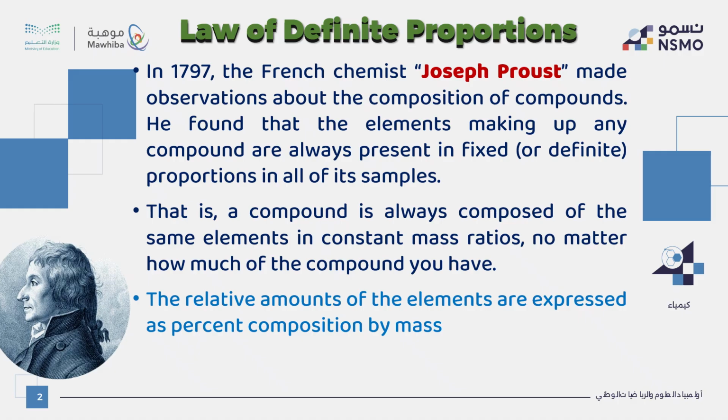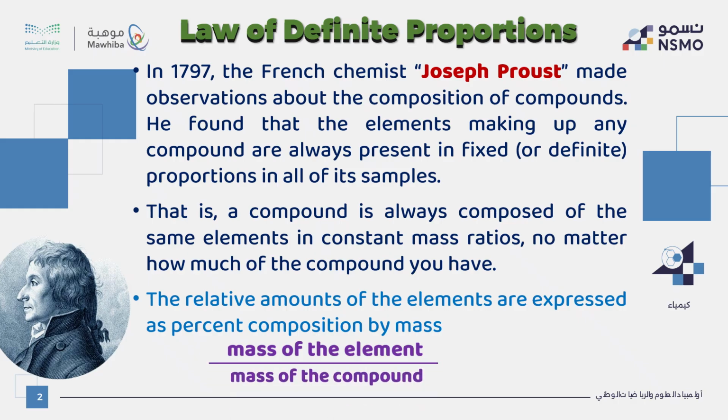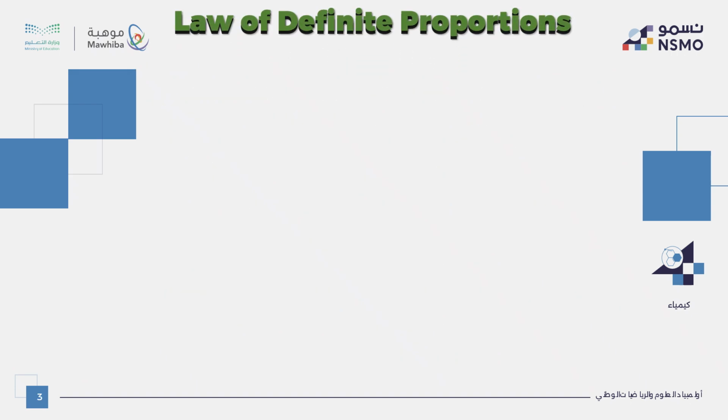The relative amount of the elements in a compound is expressed as a percent composition by mass of element. If we divide it by the mass of the compound and multiply by 100, we will get the mass percent. Now, let us explain the image shown in the slide using water as an example.